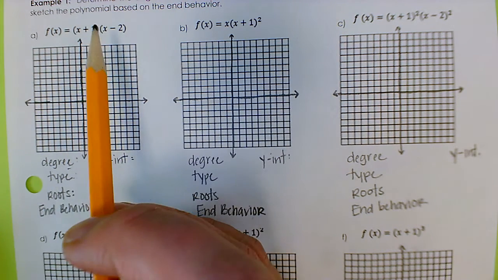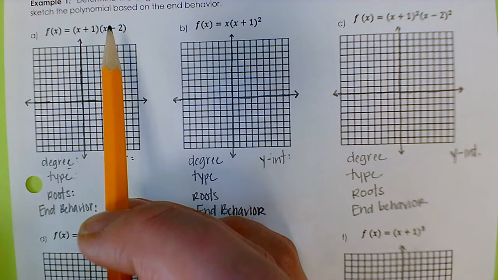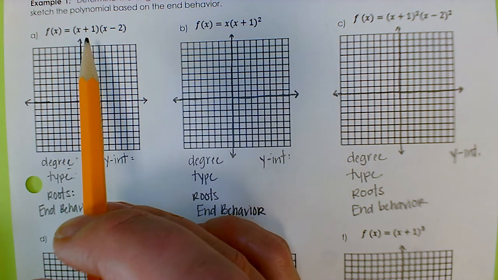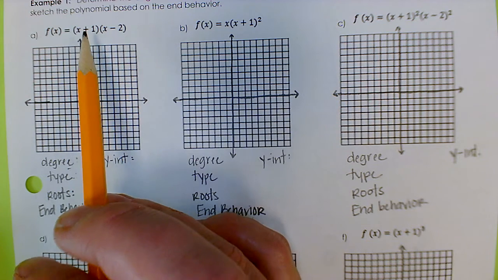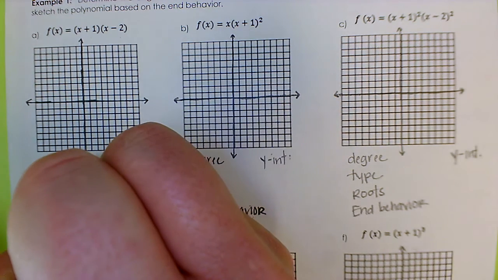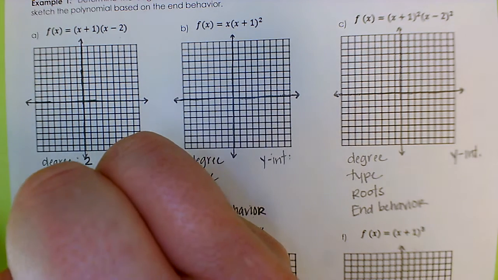So first of all, looking at this, when you start multiplying this out, x times x gives you x squared, right? The only time you're multiplying an x with another x is right here. That's going to give you x squared. And see how there's 2 parentheses here? That tells us that the degree is 2, which gives us the type of it would be a quadratic.